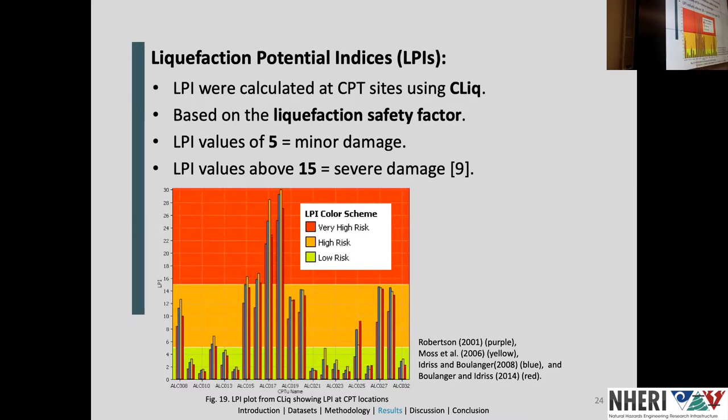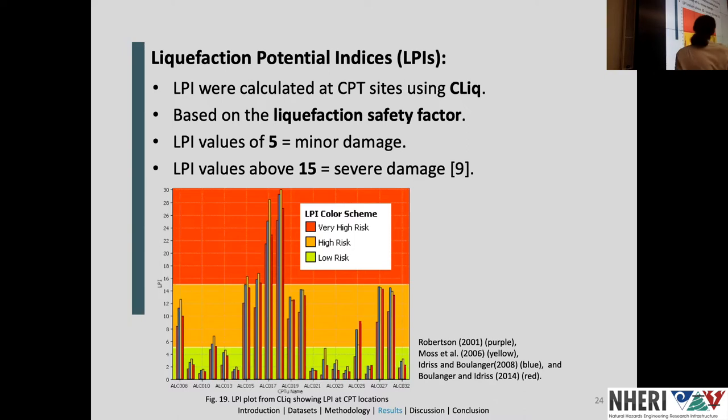So for LPIs, low values normally define minor damage, while LPI values over 15 define severe damage. We found that four of our CPT locations have very high LPIs that were over 15, as well as five other points with LPIs in the range of 5 to 15. So there was significant risk of liquefaction observed.